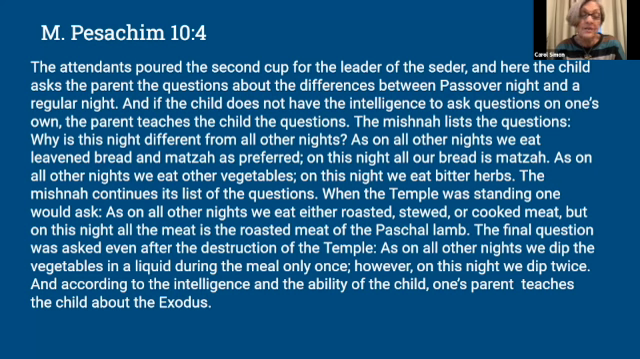The Mishnah continues its list of the questions. When the temple was standing, one would ask, as on all other nights, we eat either roasted, stewed, or cooked meat. But on this night, all the meat is the roasted meat of the Paschal Lamb. The final question was asked even after the destruction of the temple. As on all other nights, we dip the vegetables in a liquid during the meal only once. However, on this night, we dip twice. And according to the intelligence and the ability of the child, one's parent teaches the child about the Exodus.